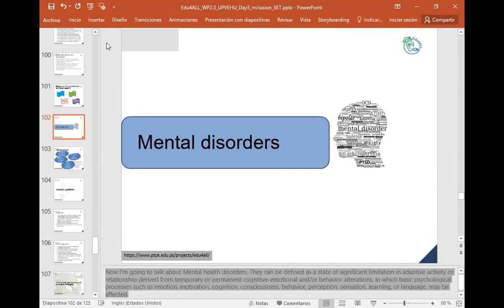Now I'm going to talk about mental health disorders. They can be defined as a state of significant limitation in adaptive activity or relationship derived from temporary or permanent cognitive, emotional and/or behavior alterations, in which basic psychological processes such as emotion, motivation, cognition, consciousness, behavior, perception, sensation, learning, or language may be affected.